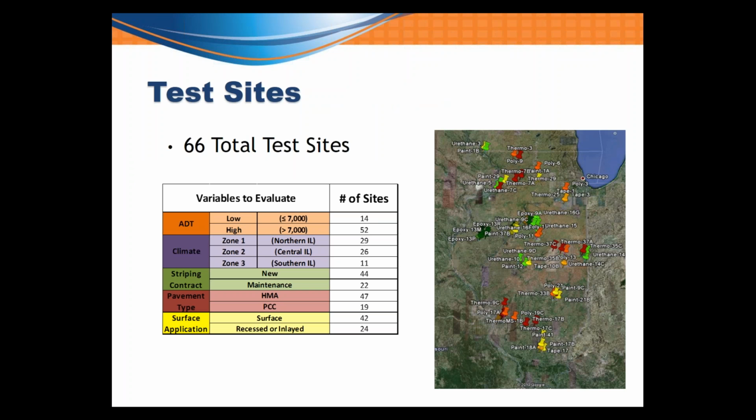So for the test sites, there were a grand total of 66 test sites selected based on the 5 different variables that were included. The Illinois Tollway did contribute 15 of the test sites for the Northern Illinois test region.